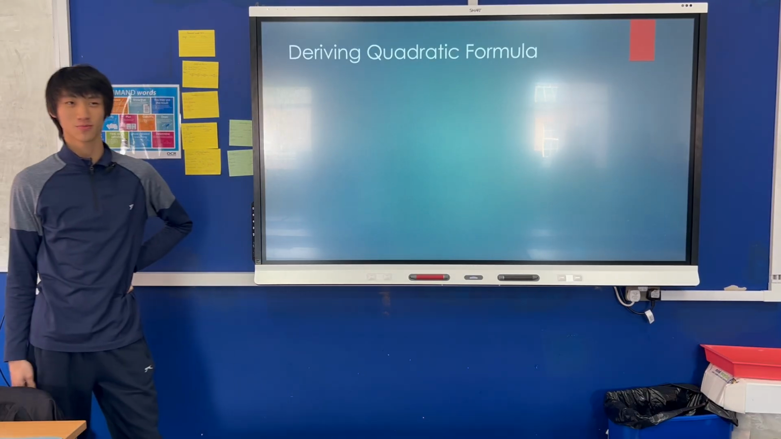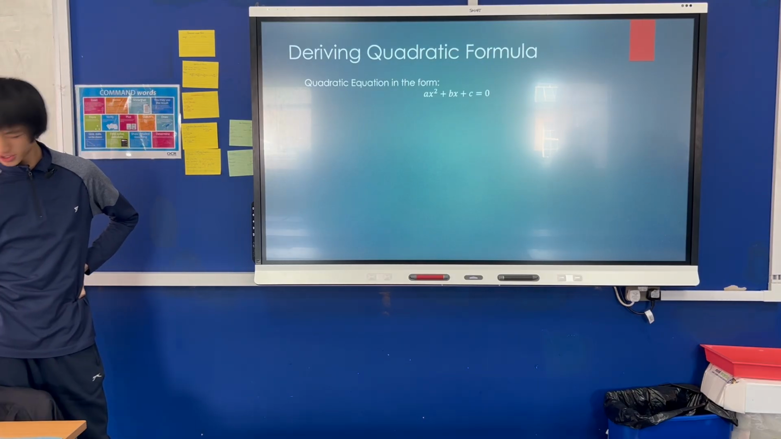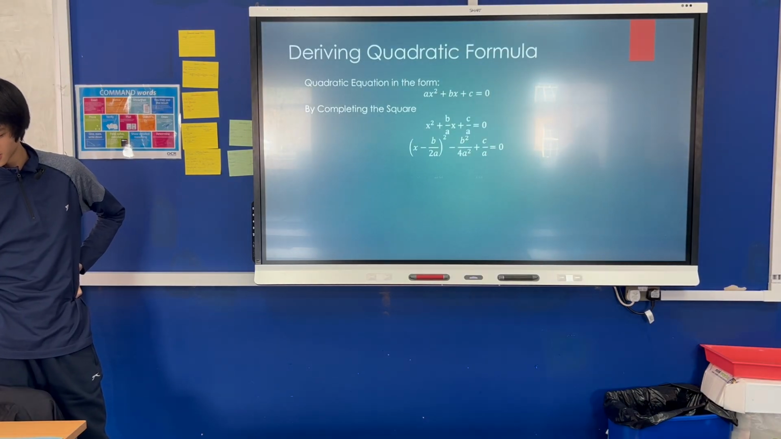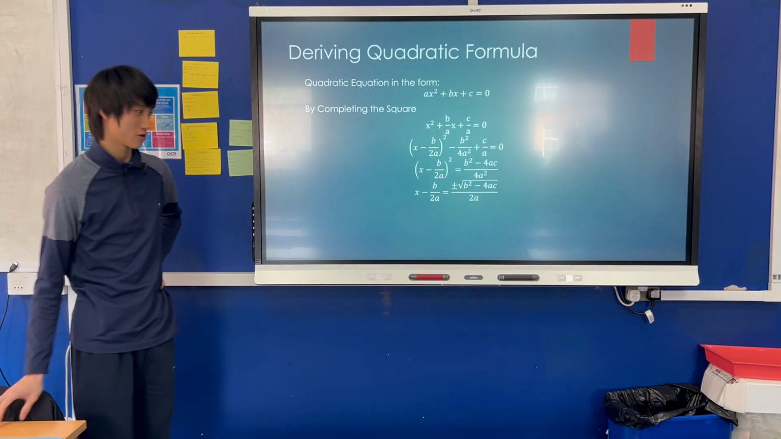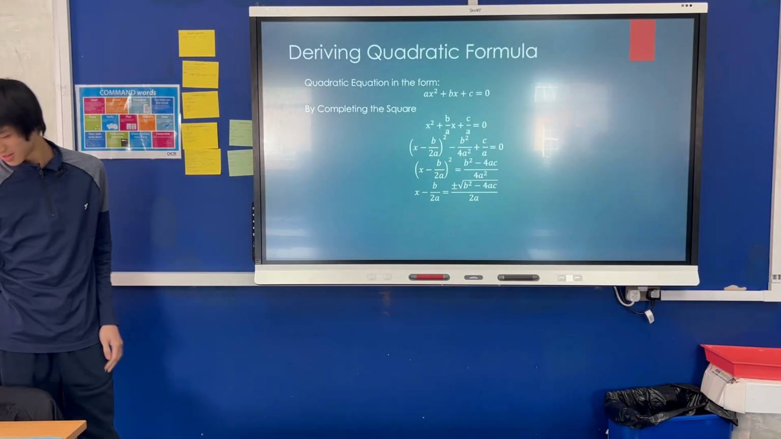Everyone should be able to do this, right? What you do is you have a quadratic equation and you complete the square. And then when you complete the square, you get this result, which is the quadratic formula. That's pretty straightforward. I'm going to assume everyone is able to do this. All right.